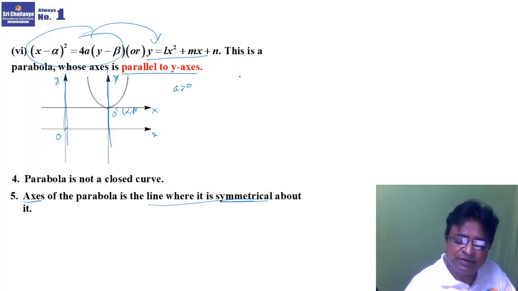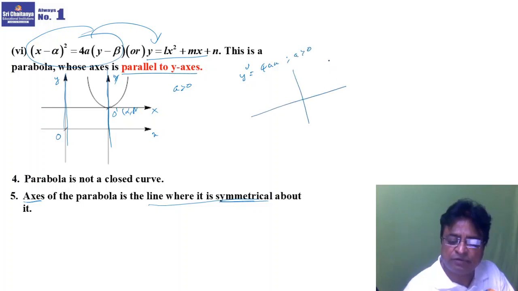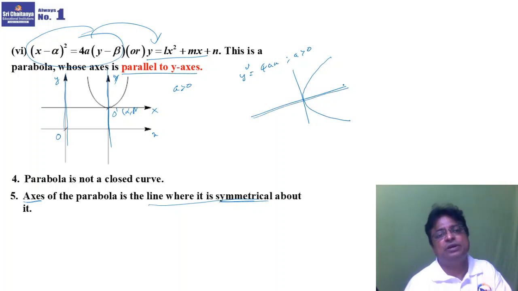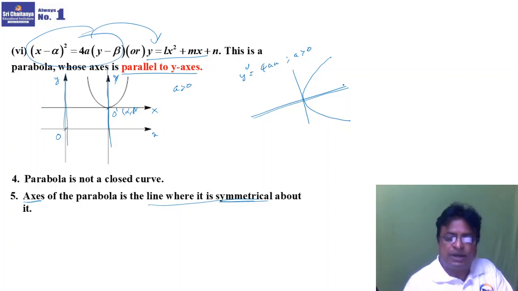So as I said, for y square is equal to 4ax, if I have drawn the curve for a greater than 0, the curve is symmetrical about what? X-axis. That's why x-axis is the axis of the parabola. So the parabola is symmetrical about what line? That line indicates the axis of the parabola.